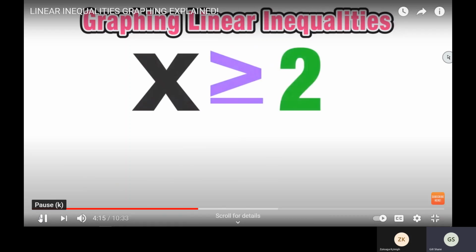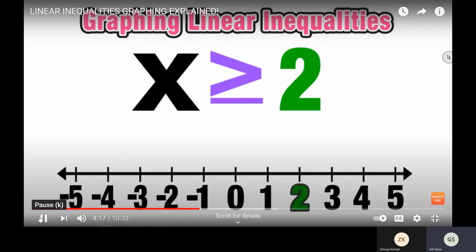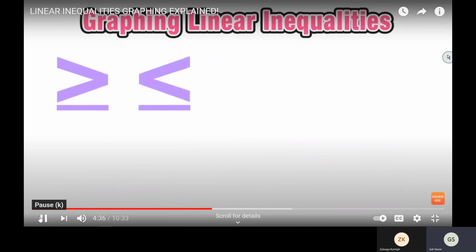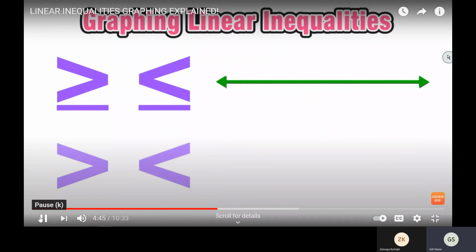If we have the inequality x is greater than or equal to 2, we could say that the solution is any value greater than or equal to 2. So any number larger than 2 and including 2. However, if it was just a greater than symbol, x is greater than 2, our solution would be any value greater than 2, but would not include 2. So when graphing these linear inequalities, the greater than or equal to or less than or equal to symbols have a solid line where the points on the line are included in the solution.